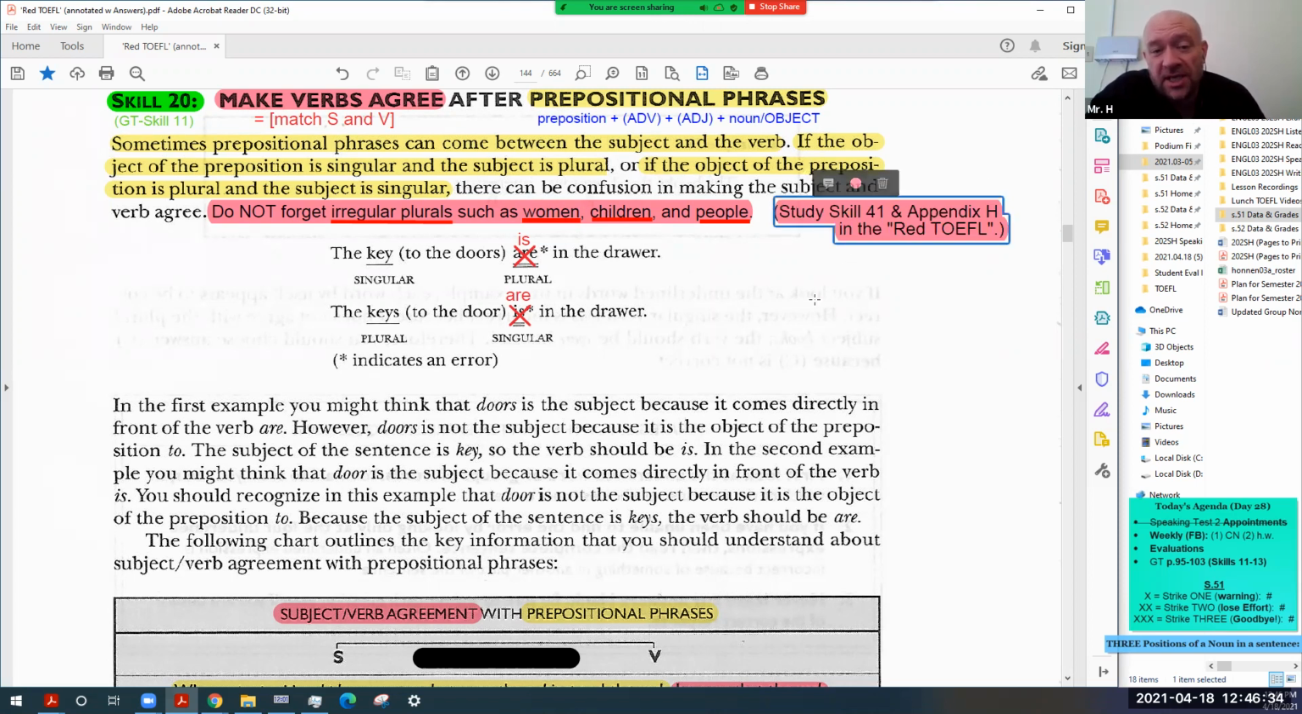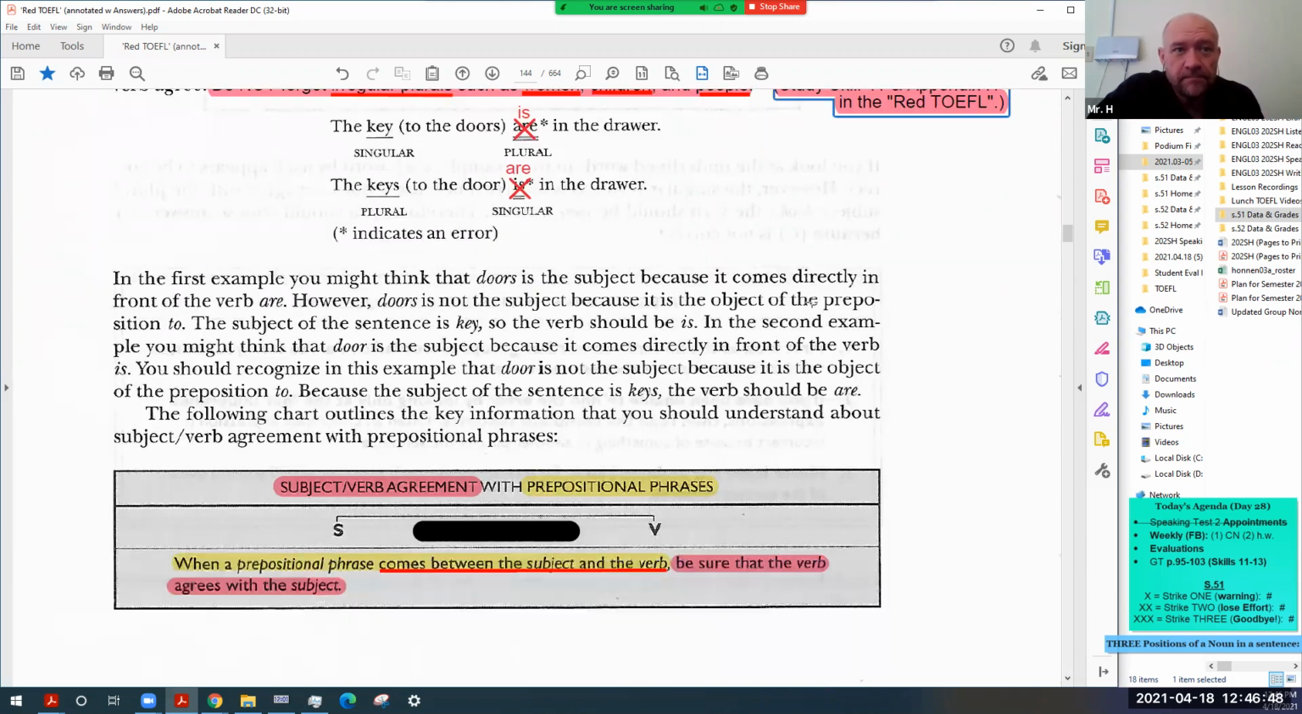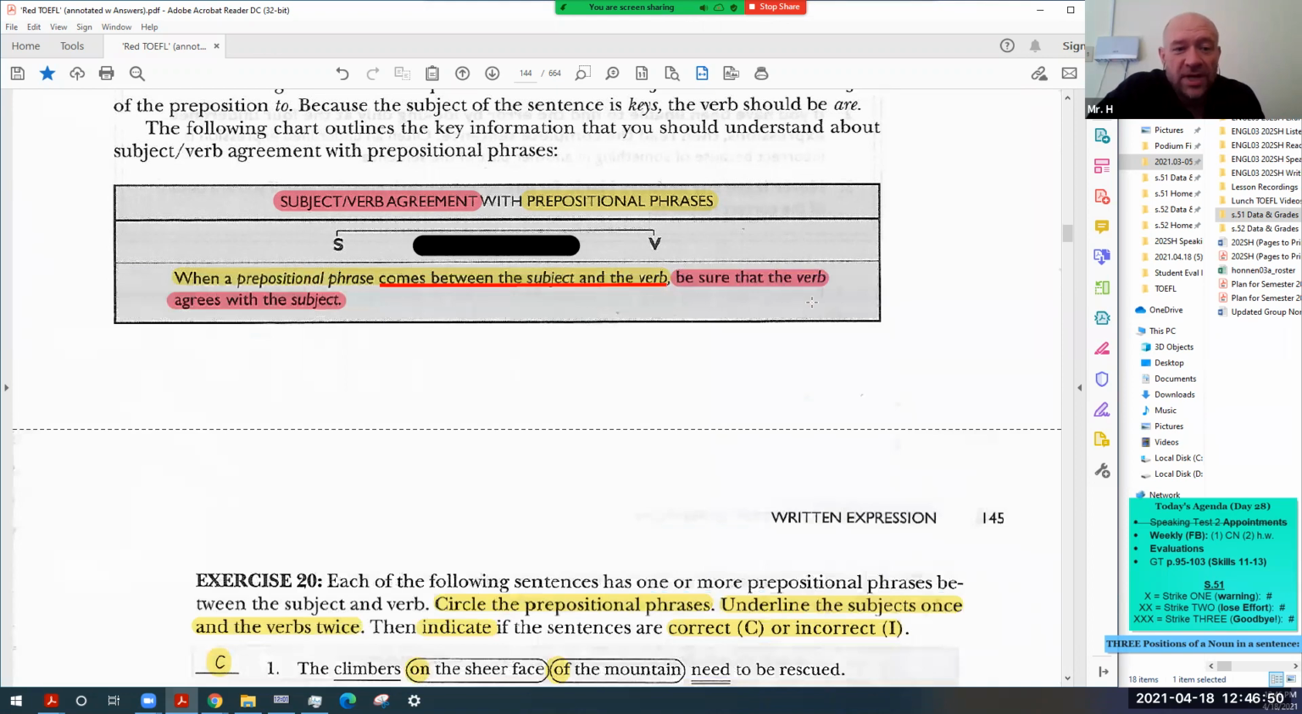Here's the skill that you should study. You should study skill 41. Tonight I will upload, I have a video recording. I will upload this to YouTube also, skill 41 and Appendix H. I will put them on YouTube, okay? All right, so let's go down here.